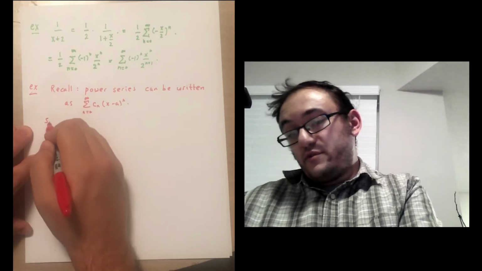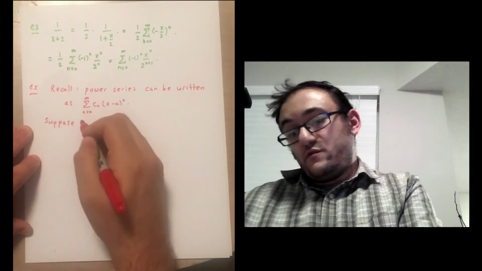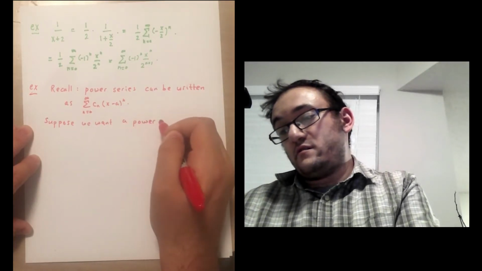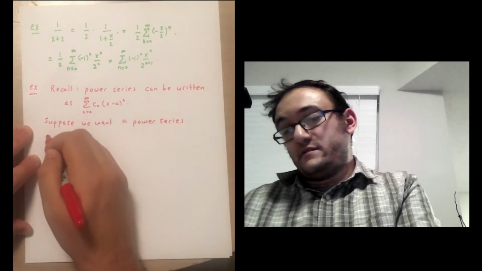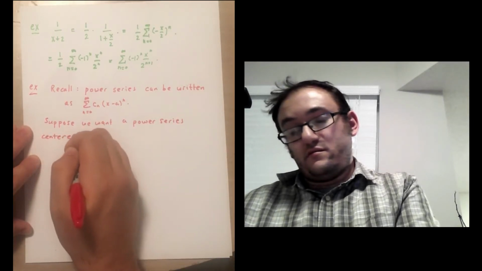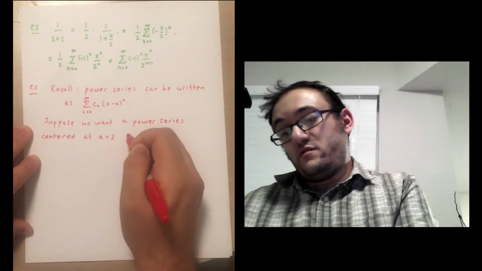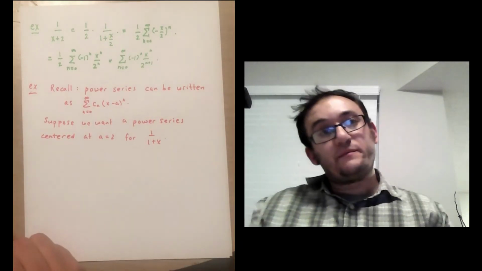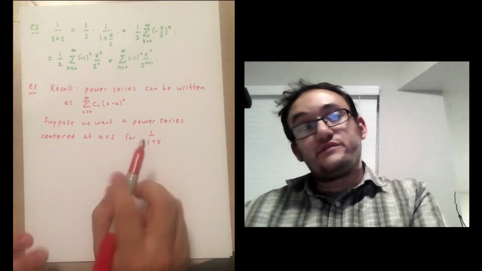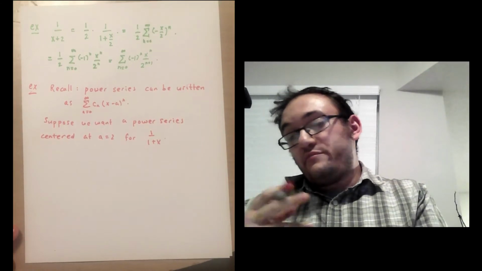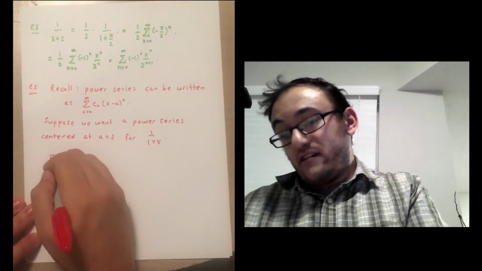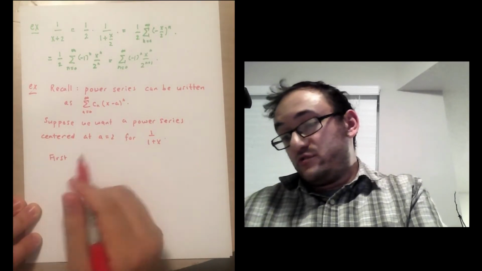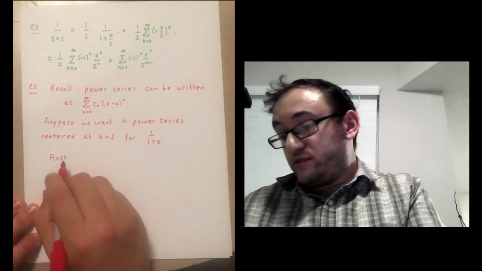Okay, suppose we want a power series centered at a equals 2 for 1 over 1 plus x. Okay. So the key here is to first add and subtract things to get our x to have the expression x minus 2, x minus a, which in our case is x minus 2.